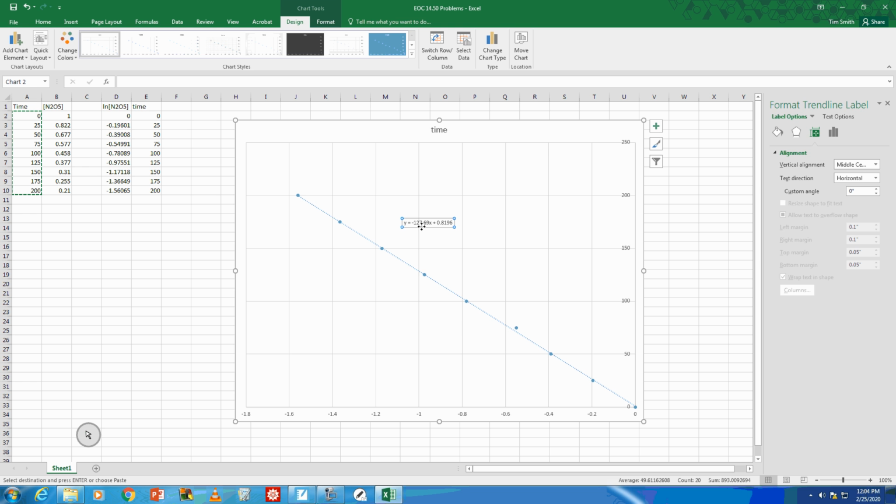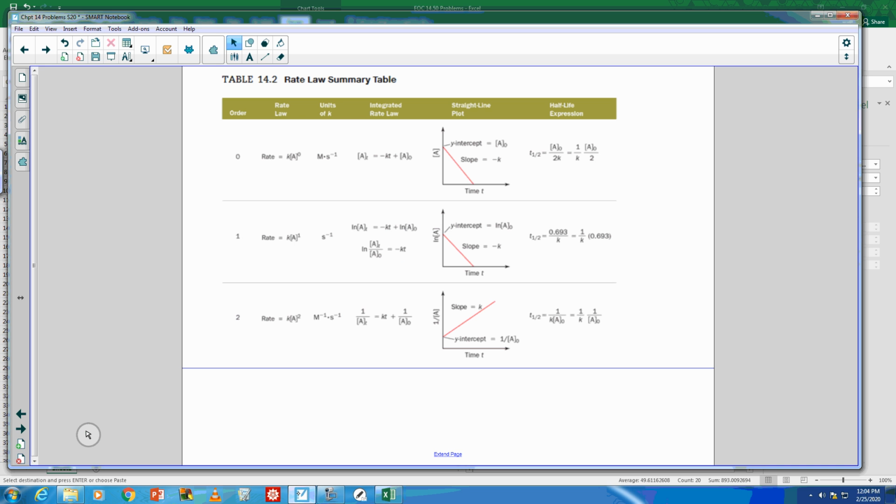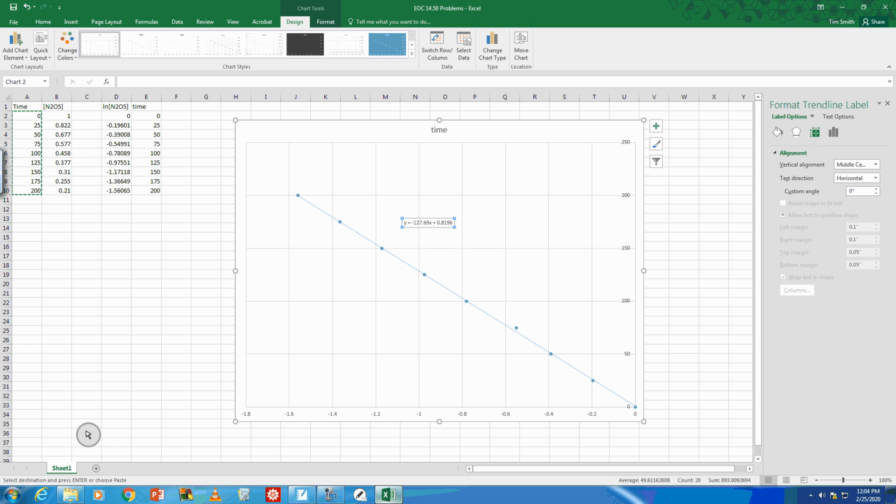So now I've got an equation that tells me something about it. I know the mathematical relationship. If I go back to the table, it tells me that looking at the slope, the slope is equal to a negative of k for this. So I need to look at the slope. The slope is a negative 127.69. So now I know that piece of information. I know that it's a first order, and I know the value of the slope. So negative, I've got a terrible memory with numbers, so I'm writing it down, 127.69.